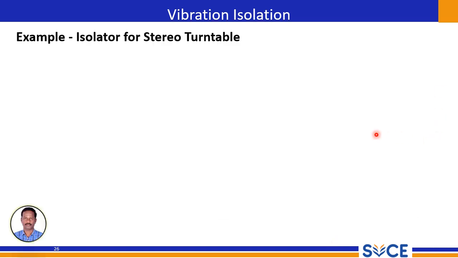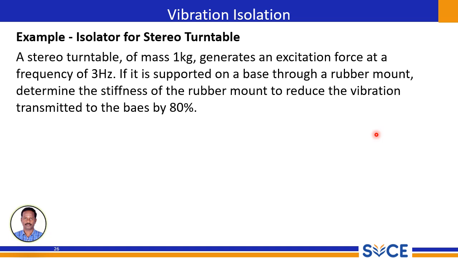Now, let's work through another example to solidify our understanding of vibration isolation. This problem involves designing an isolator for a stereo turntable to minimize the transmitted vibrations. The problem states a stereo turntable of mass 1 kg generates an excitation force at a frequency of 3 Hz. If it is supported on a base through a rubber mount, determine the stiffness of the rubber mount to reduce the vibration transmitted to the base by 80%.